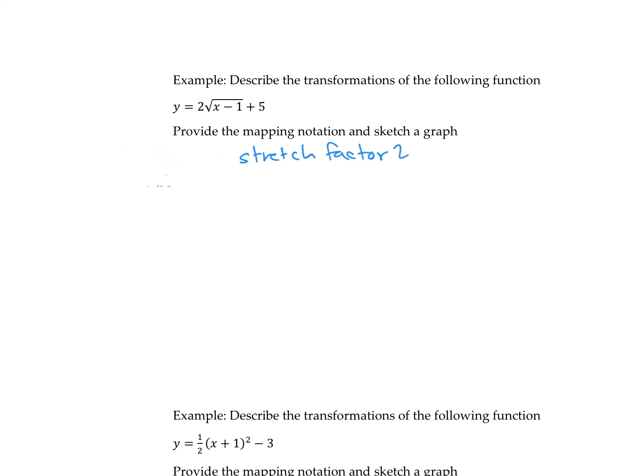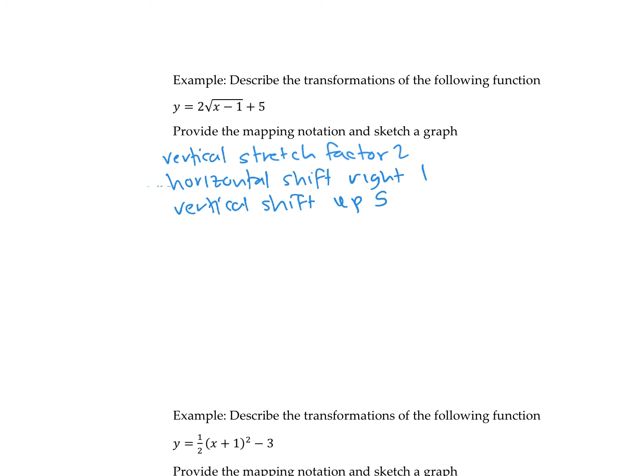Did that backwards. Okay, the 2 is outside the brackets, which makes it vertical. The 1 is inside the brackets, which makes it horizontal. It is subtract 1, so it's going to shift and it's going to go to the right. And then the 5 is outside the bracket, so it's vertical. It's added, so it's a shift. And then it's positive, so it's going to go up.